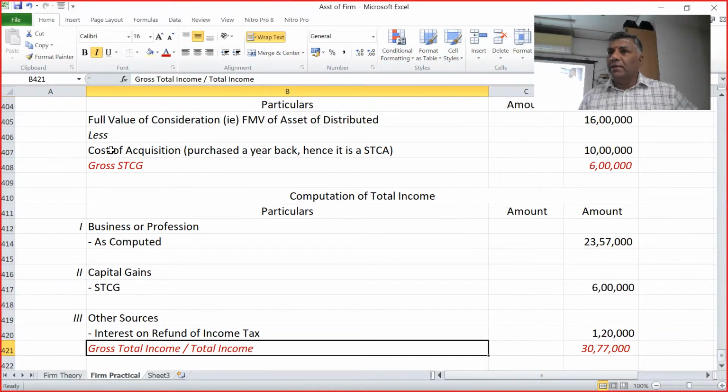Profit of the firm is not applicable here; it is capital gains. It's a transfer of a capital asset. Land has been transferred.